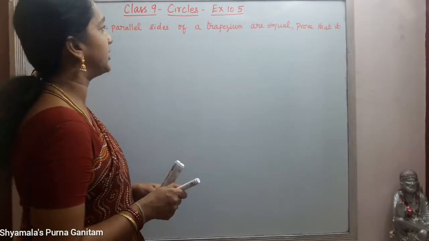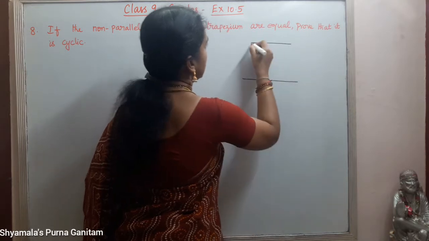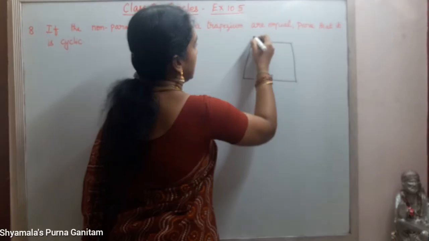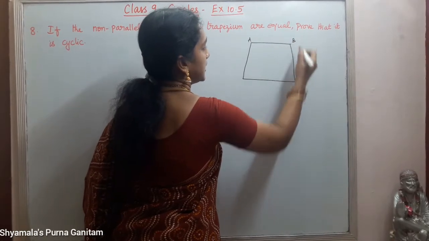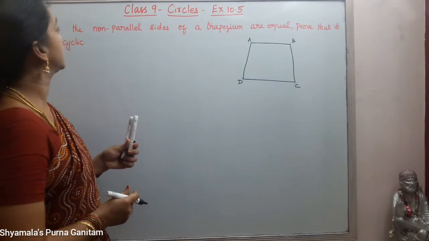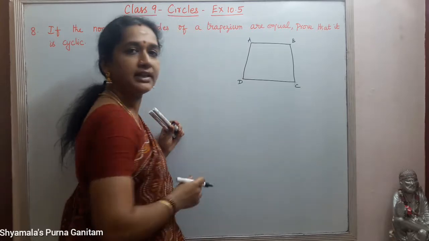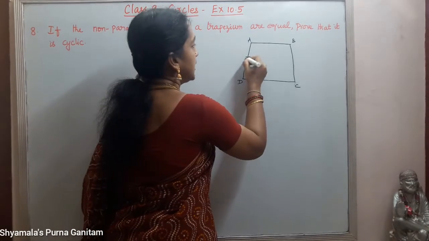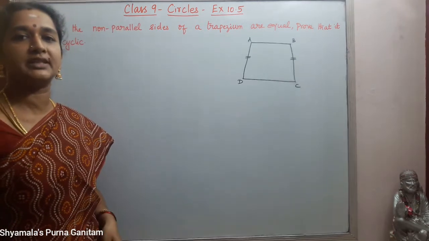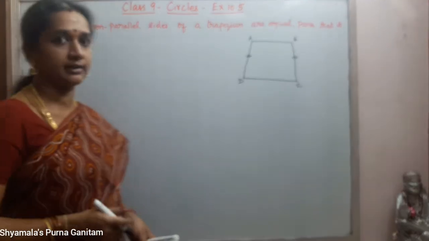Okay, so first we will take a trapezium. Let it be ABCD. In this, the non-parallel sides are equal. So AB and CD are parallel sides, and AD is equal to BC. So the non-parallel sides of the trapezium are equal. This is the thing given. We are asked to prove that it is cyclic.